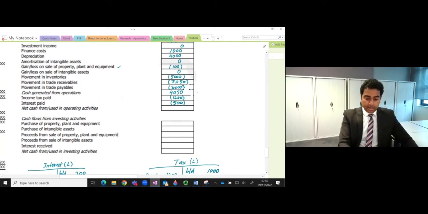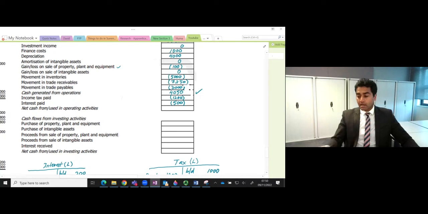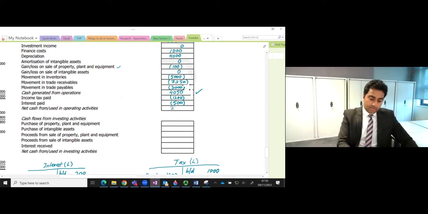Next, I have 4,050 as my cash generated from operations. Then I will subtract 1,200 out of it and 500 finance cost out of it, and the balance is 2,350.